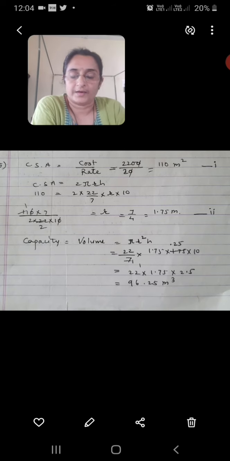In 13.5, I have taken question number 6, that is: a village having a population of 4,000 requires 150 liters of water per day per head.